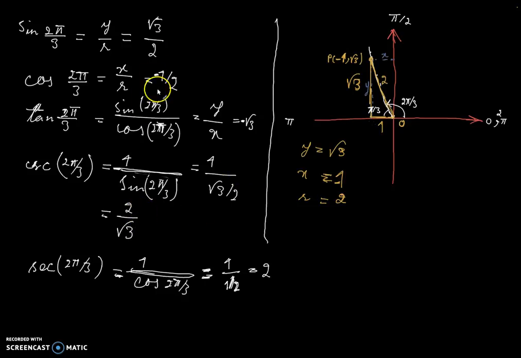So sine is root 3 by 2, cos is -1 by 2, tan is minus root 3, and then cosecant is 2 by root 3, and secant is 1 over -1 by 2, which is -2.